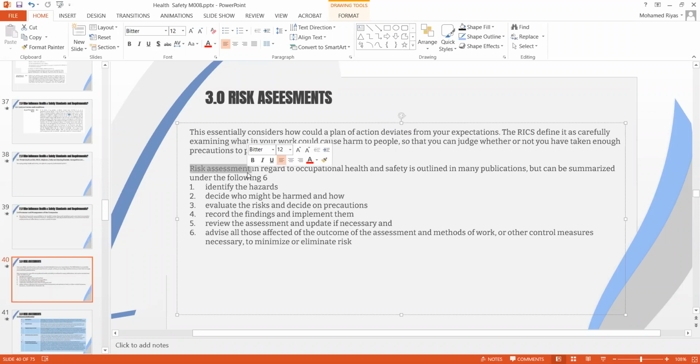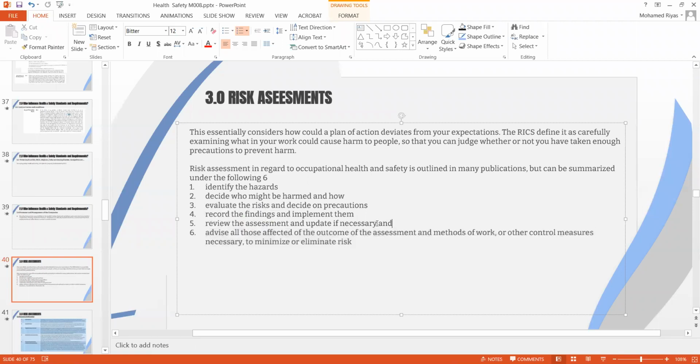Now there are 6 steps that need to be followed for any risk assessment. These 6 steps appear in different forms in books and lectures, expanded or shortened, but since we're following the RICS, they have categorized 6 steps to be considered in any risk assessment. The first one is to identify the hazards. So we need to identify all possible hazards. The second, decide who might be harmed and how. Third, evaluate the risk and decide on precautions. The fourth, record the findings and implement them. Fifth, review the assessment and update if necessary. Sixth, advise all those affected of the outcome of the assessment and the other control measures necessary to minimize or eliminate risk. In simple words, the sixth is the lessons learned.